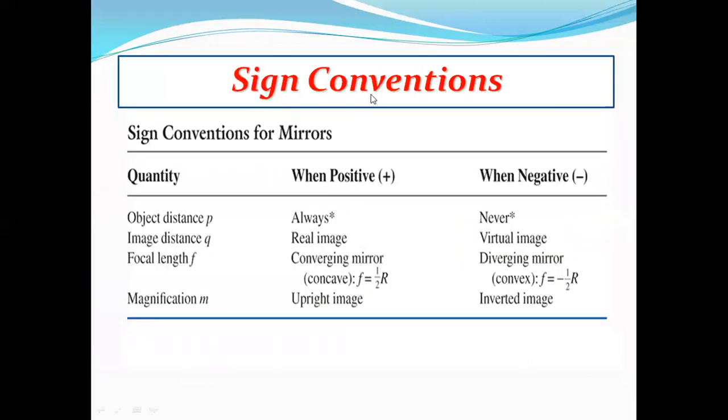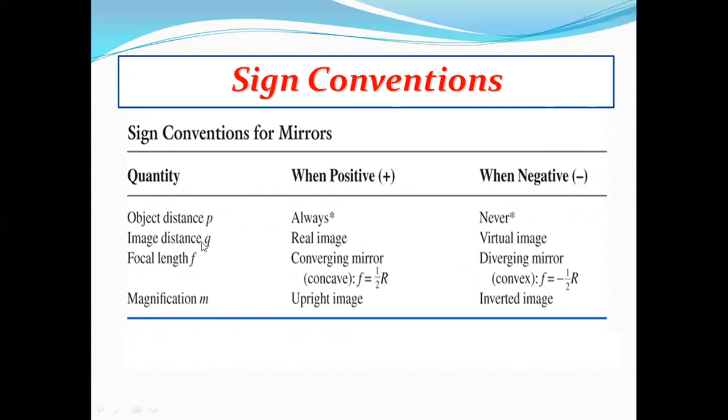And the sign convention of the mirror tells when a quantity is positive and when it is negative. This is what sign convention means. Object distance is always positive, it's never negative.